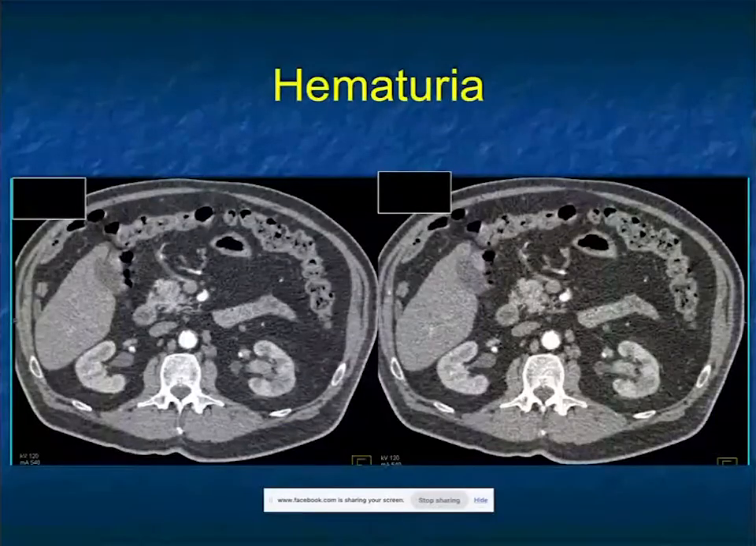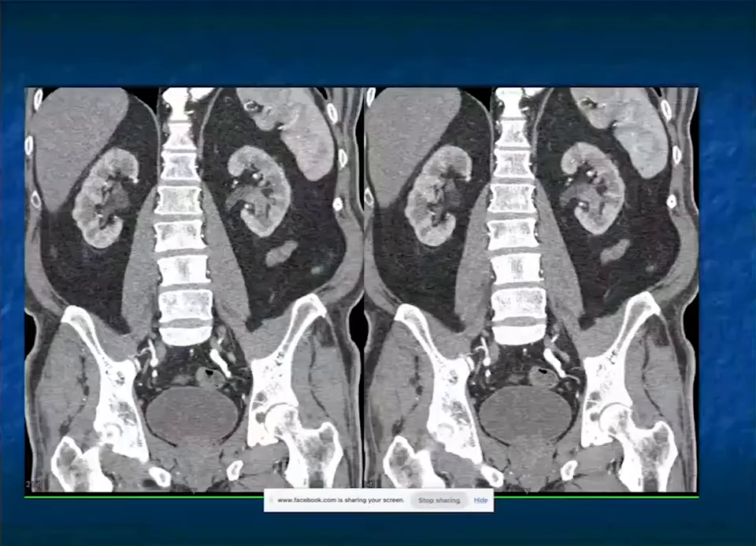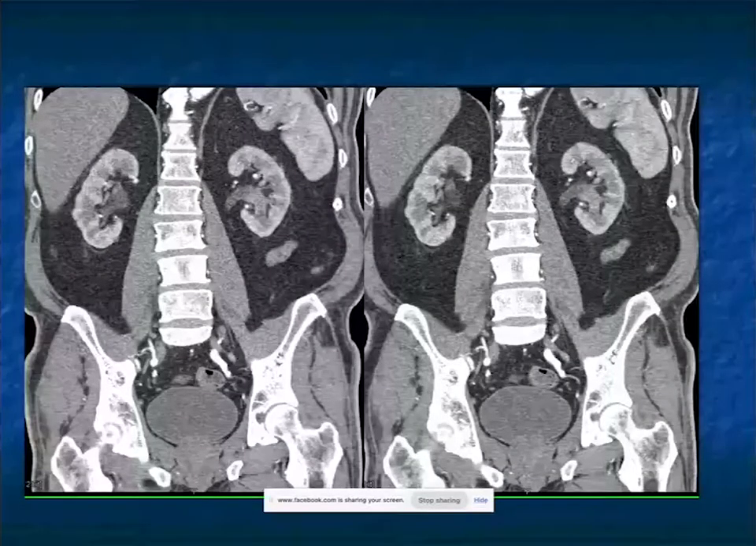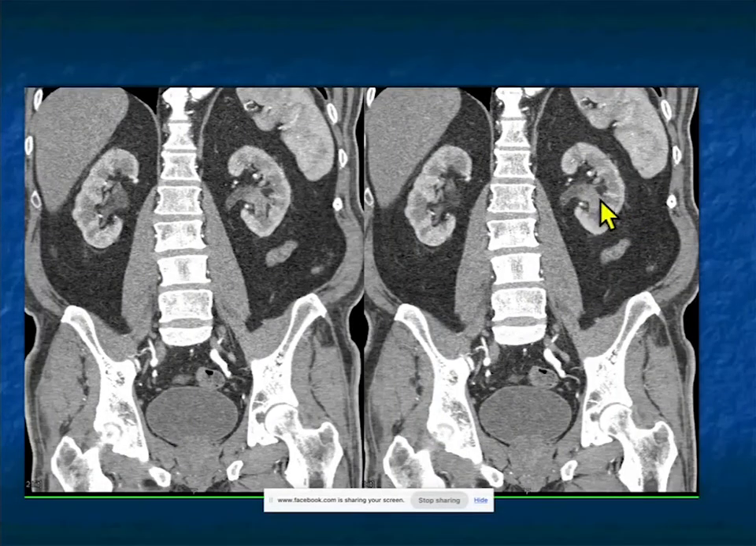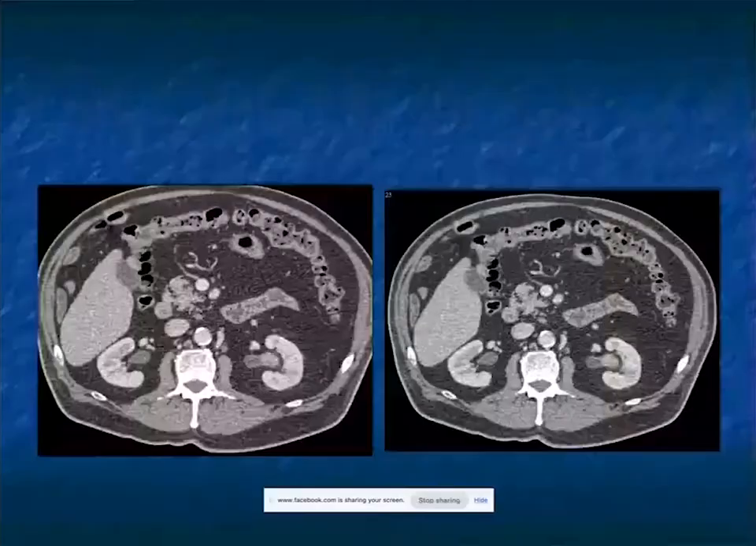Hematuria. There's some fullness by the left renal pelvis. Again, you want to be careful. Sometimes things are not as obvious as on the arterial phase. And here, if you look carefully, image on your right or even left, there's something filling in the pelvis. This could be blood, but you've got to worry about a tumor, and you will begin to see it better as you go later on.